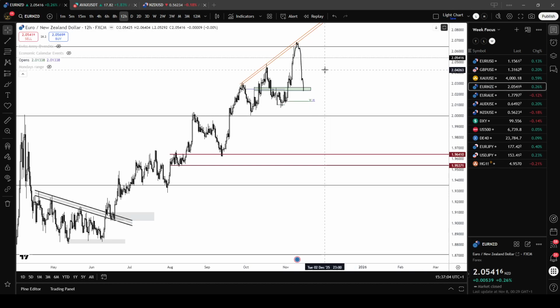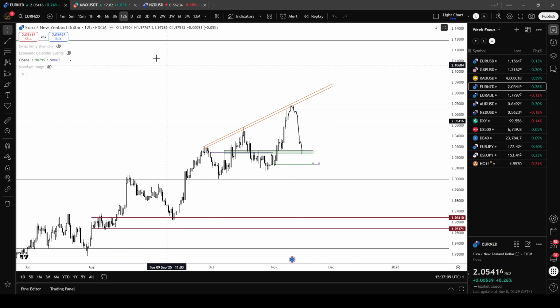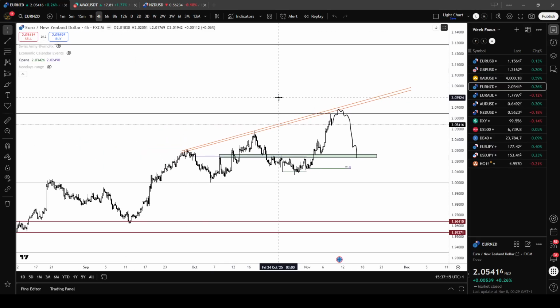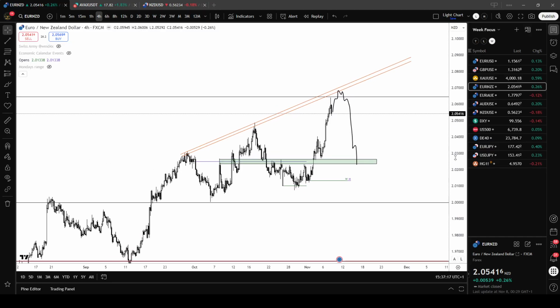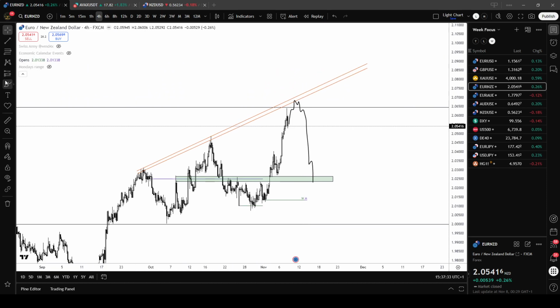So let's move on to Euro New Zealand. Oh man, this one's funny. New Zealand has been getting smacked. There's no other way to put it. Last week we had this whole move up, barely any pullbacks, and I'm thinking that maybe Euro New Zealand could pull back from this area here. Maybe the high for next week is in already.